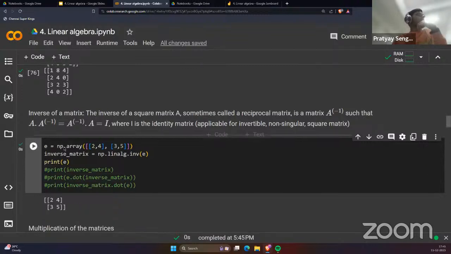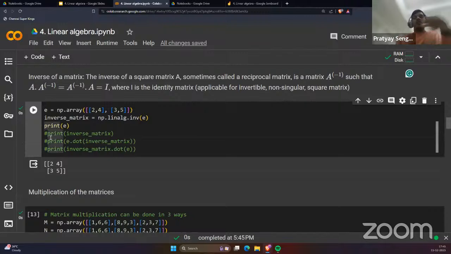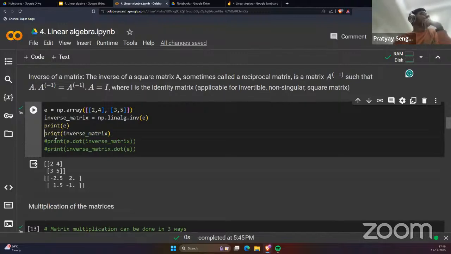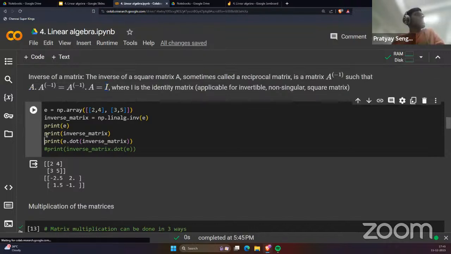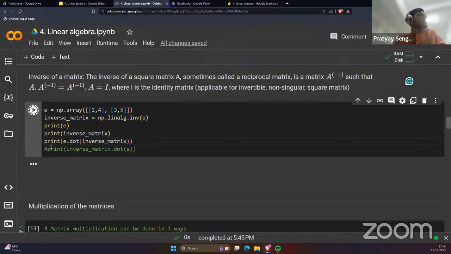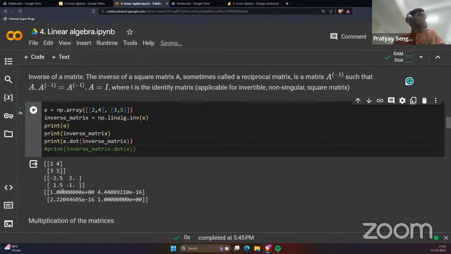So let's print E. E is this. Then we printed the inverse, and then the inverse has to be, so dot, this is the dot product. For the dot product, I is your identity matrix. So either way your dot product should give you the identity matrix. So let's see that. So this is also an identity matrix.